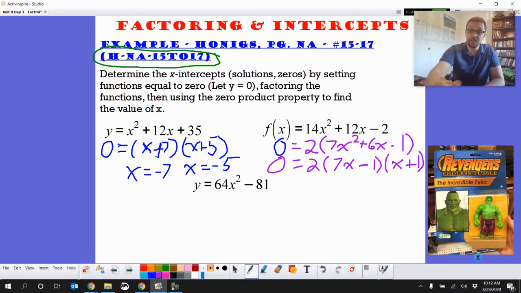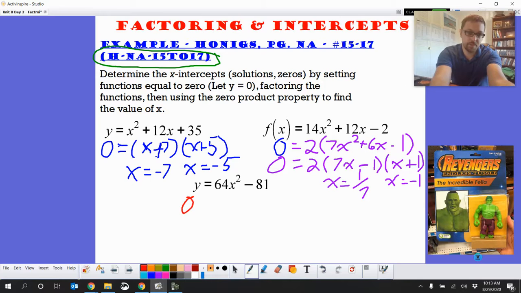Now we want the things that make those two parentheses equal to 0. The first one's easy, x equals -1, done. The second one's a little trickier. You have to add a 1 to both sides and then divide by 7. So x equals 1/7.